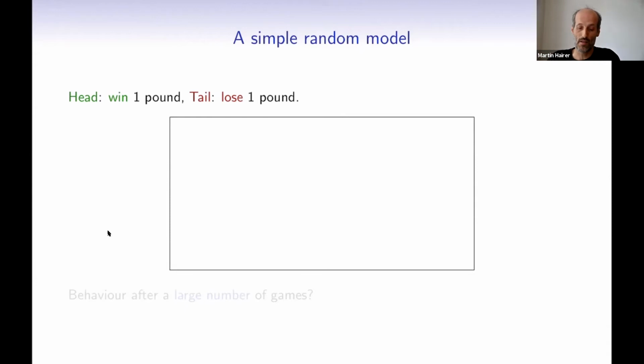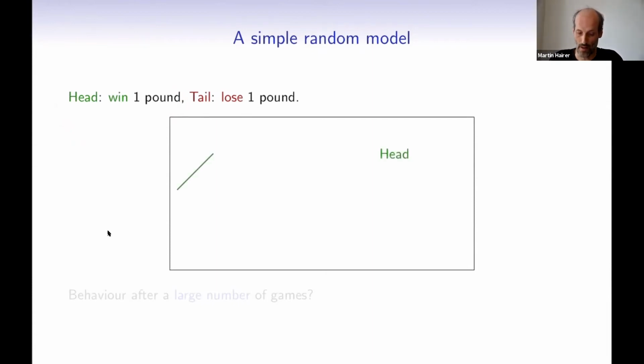And that's basically the same as saying, I flip a coin, and if it comes up heads, I win a pound. If it comes up tails, I lose a pound, and then I plot the amount of money I have as a function of time. Assuming that I don't go bankrupt, so I'm allowed to have negative money.